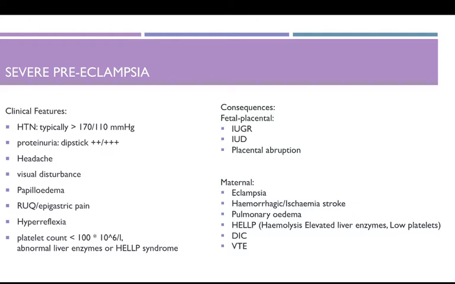The consequences of severe preeclampsia are intrauterine growth restriction, intrauterine death, placental abruption, and the maternal complications include eclampsia, hemorrhagic or ischemic stroke, pulmonary edema, HELLP syndrome, which is a hemolytic anemia, elevated liver enzymes and low platelets, DIC as well, and VTE is also seen in severe preeclampsia.